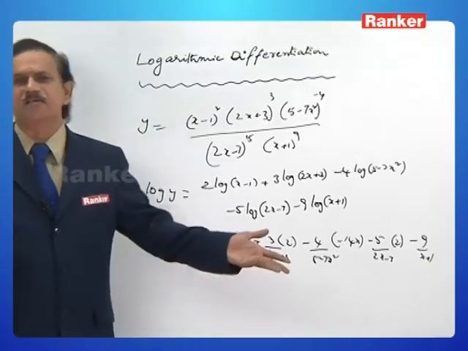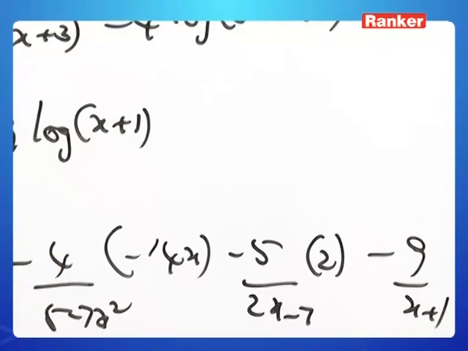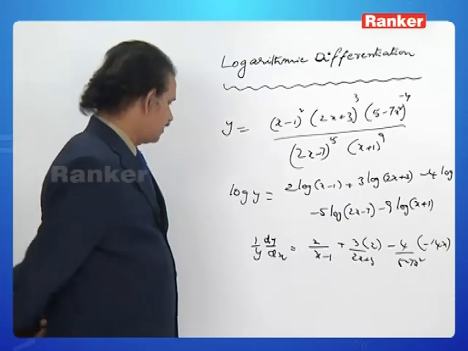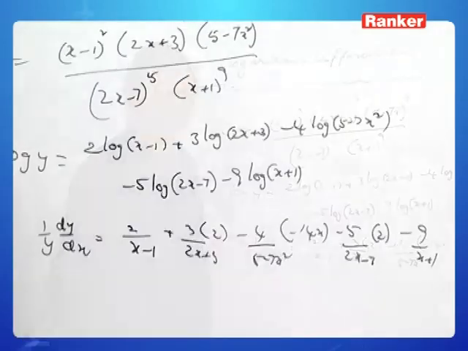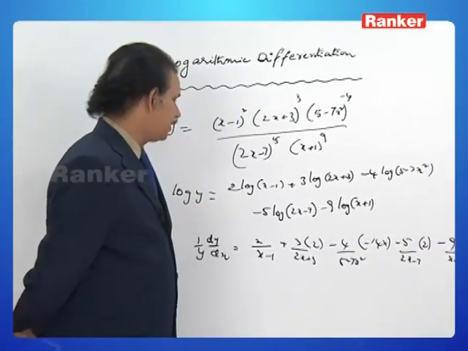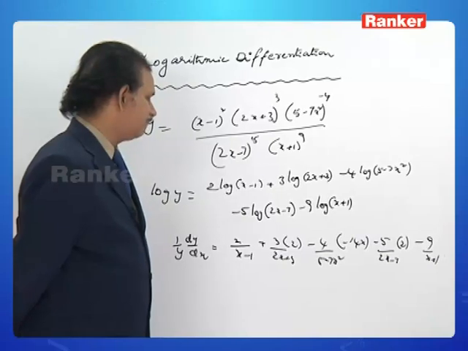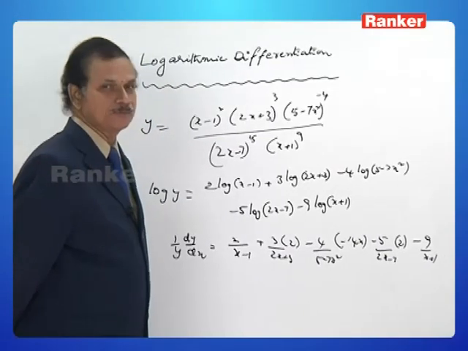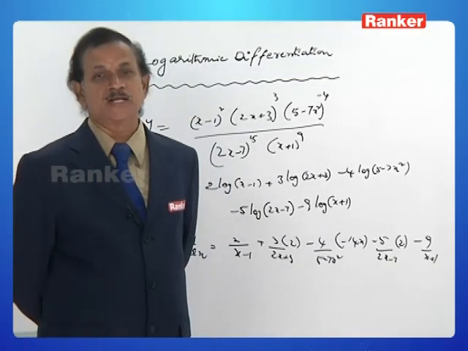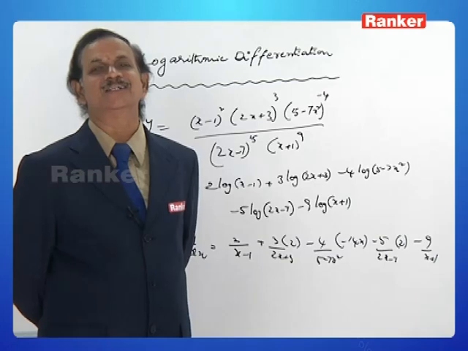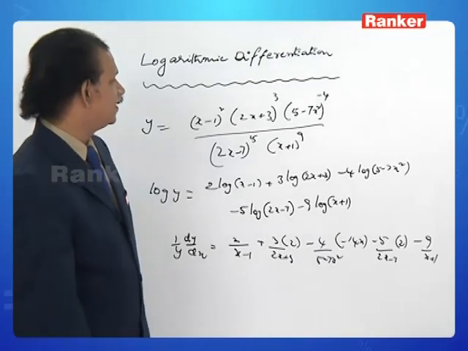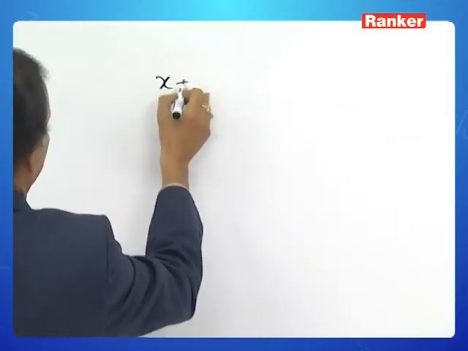Of course, nobody can save it. Its nature is like that. So ultimately the answer is dy by dx is equal to y, y meaning this bulky expression, into 2 by (x minus 1) plus 6 by (2x plus 3) plus 56x by (5 minus 7x square) minus 10 by (2x minus 7) minus 9 by (x plus 1), is of course the answer. Bulky problem, lengthier answer, its fate is like that. Nobody can save it. Okay, one more such thing we observe.